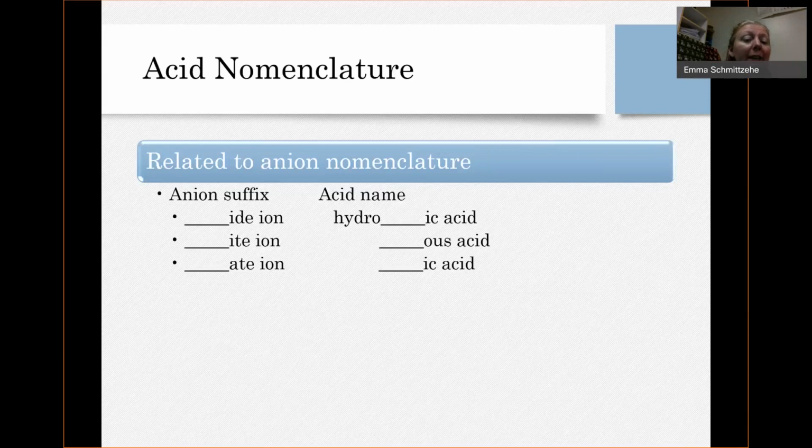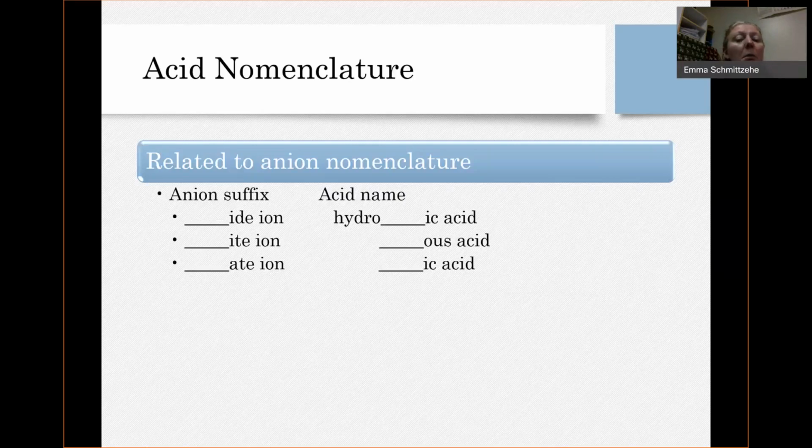So if you have an anion that has the IDE ending, what you're going to do is you're going to take that anion name, you're going to add the prefix hydro, and you're going to swap out the IDE ion ending for ic acid. Okay? And then if you have an anion that has an "ite" ion ending, you're going to swap "ite" ion out for ous acid. Okay. And if it's an ATE ending, you change the "ate" ion into "ic" acid. So it's three rules, it's three transitions.